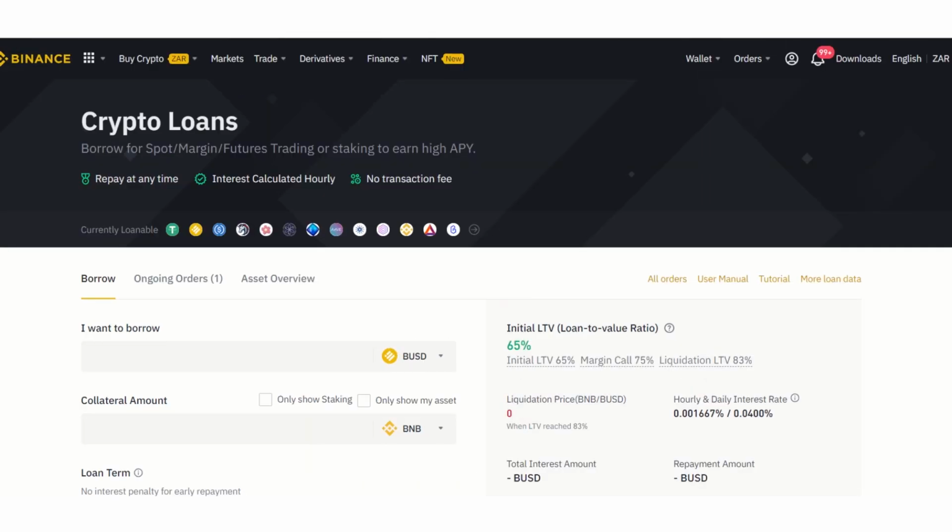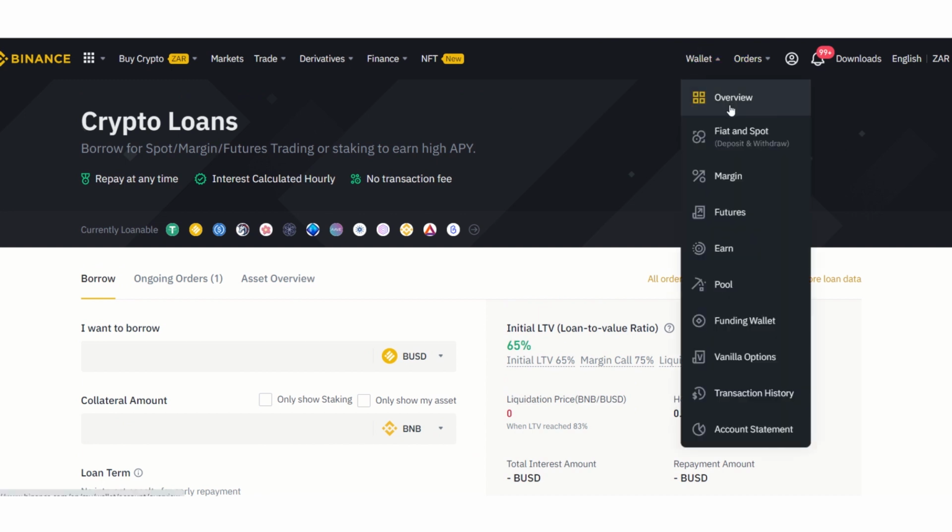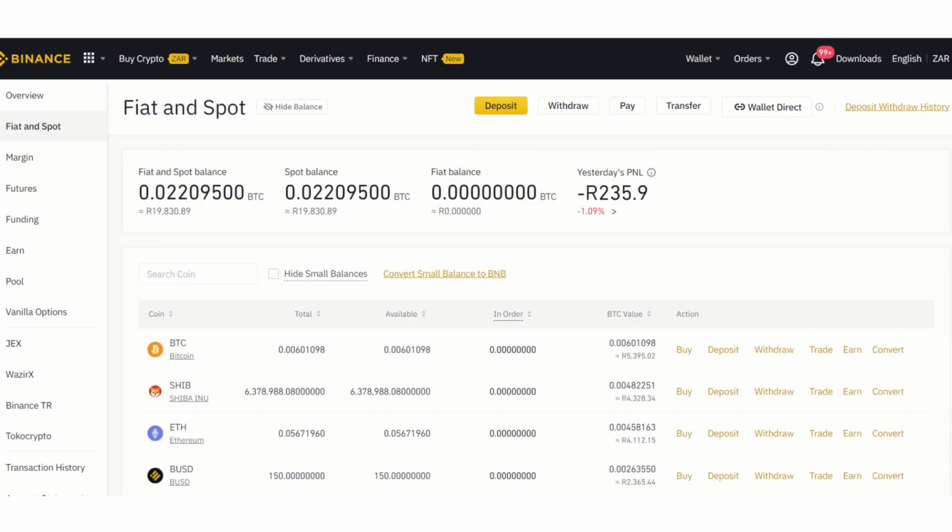So I've done this several times. The only thing that you need to know is that you have to pay on time. Otherwise, maybe they won't lend to you in the future. Now that it is there, you just go back to your fiat and spot, and then that BUSD should be here. Can you see now that 150 is here? So they've lent me that money.